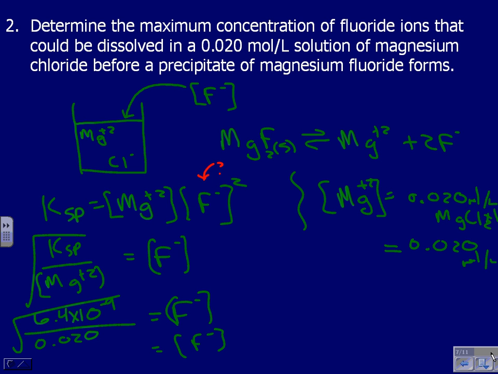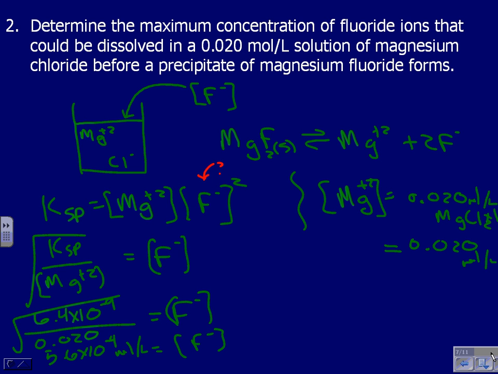Then I'll take a number for this. Looks like we've got a negative 7 root, so it's like a negative 3 or 4. Yep, 5.6 times 10 to the negative 4, and that's again moles per liter. Please include your units, folks. All right?